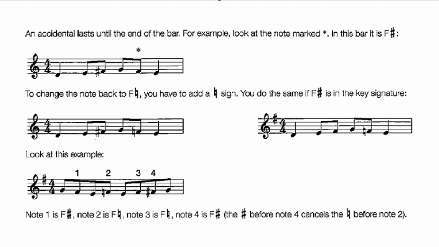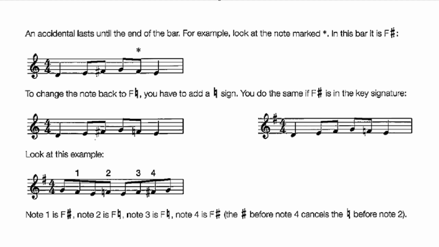If we wanted to change it back to F natural, making the sound fa, you would have to add a natural sign, and you do the same if F sharp is in the key signature. Both of the examples on that same line, second line of music there, sound the same. Re, mi, fi, sol, fa, mi. You can hear the difference between the F sharp, the fi, and the F natural, the fa. Now we are told to look at this example.